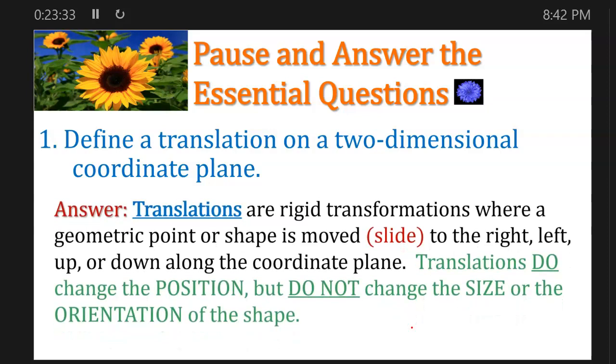All right, the answer is: translations are rigid transformations where a geometric point or shape is moved, or slid, to the right, left, up, or down along the coordinate plane. Translations do change the position, but do not change the size or the orientation of the shape. Translations create congruent shapes.